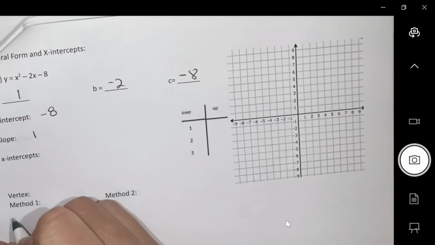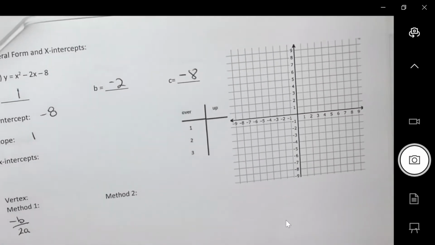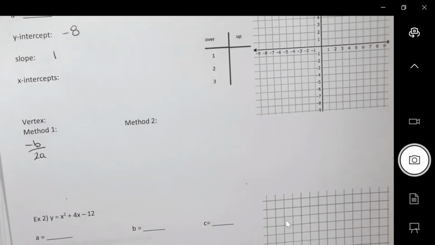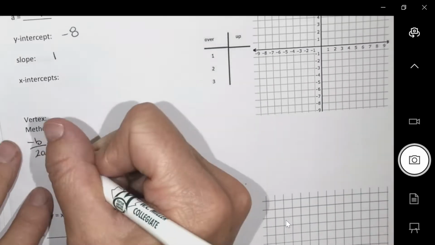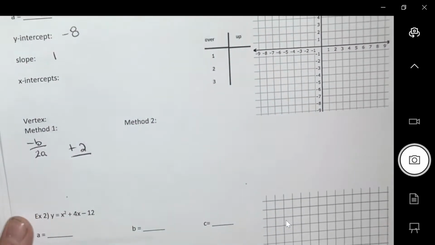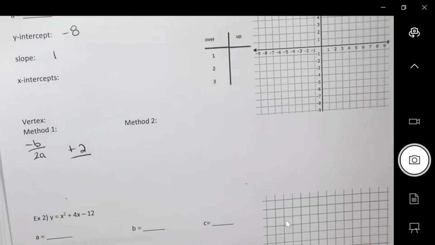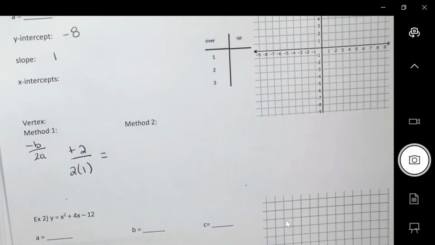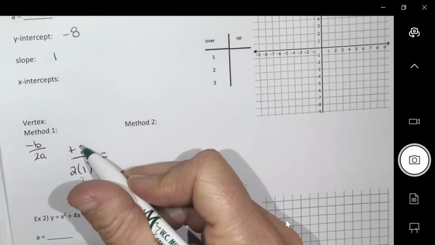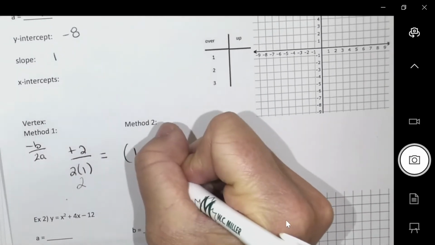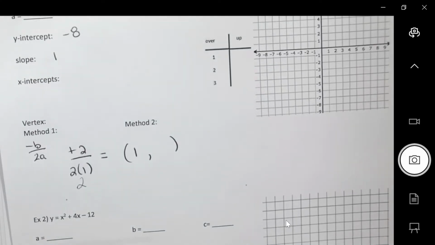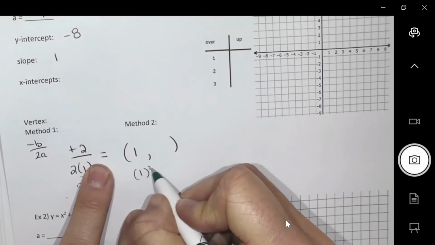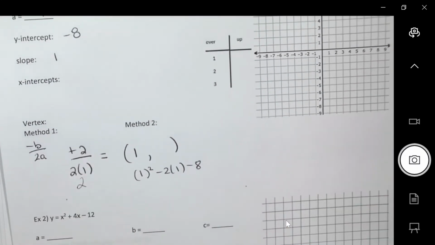Let's do the vertex. So -b over 2a. Is it -2? Yes, which makes +2. So all I say is think the opposite. So if you have a -2, put a +2, over 2 times 1. So the bottom is just a 2. So what is 2 divided by 2? 1. And now I must do what? Plug it in. So 1 squared minus 2 times 1 minus 8.